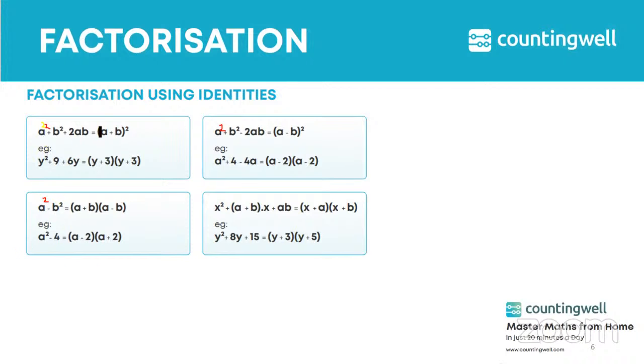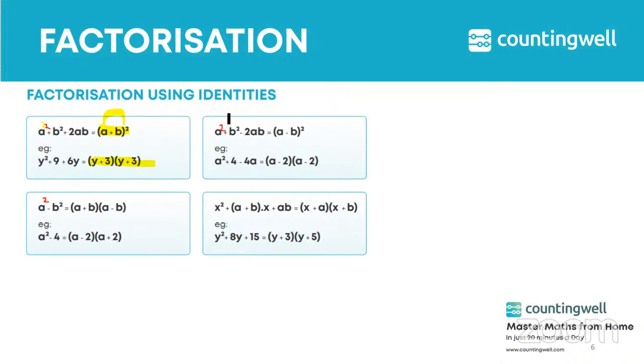So here we have (a plus b) whole square. That means first term square plus second term square plus 2 times the product of the two terms. So here we have y square plus 9 plus 6y. Here you can see y square plus 9 can be written as 3 square and 6y can be written as 2 into 3 into y. So we have (y plus 3) into (y plus 3), that is (y plus 3) whole square as a factorization.